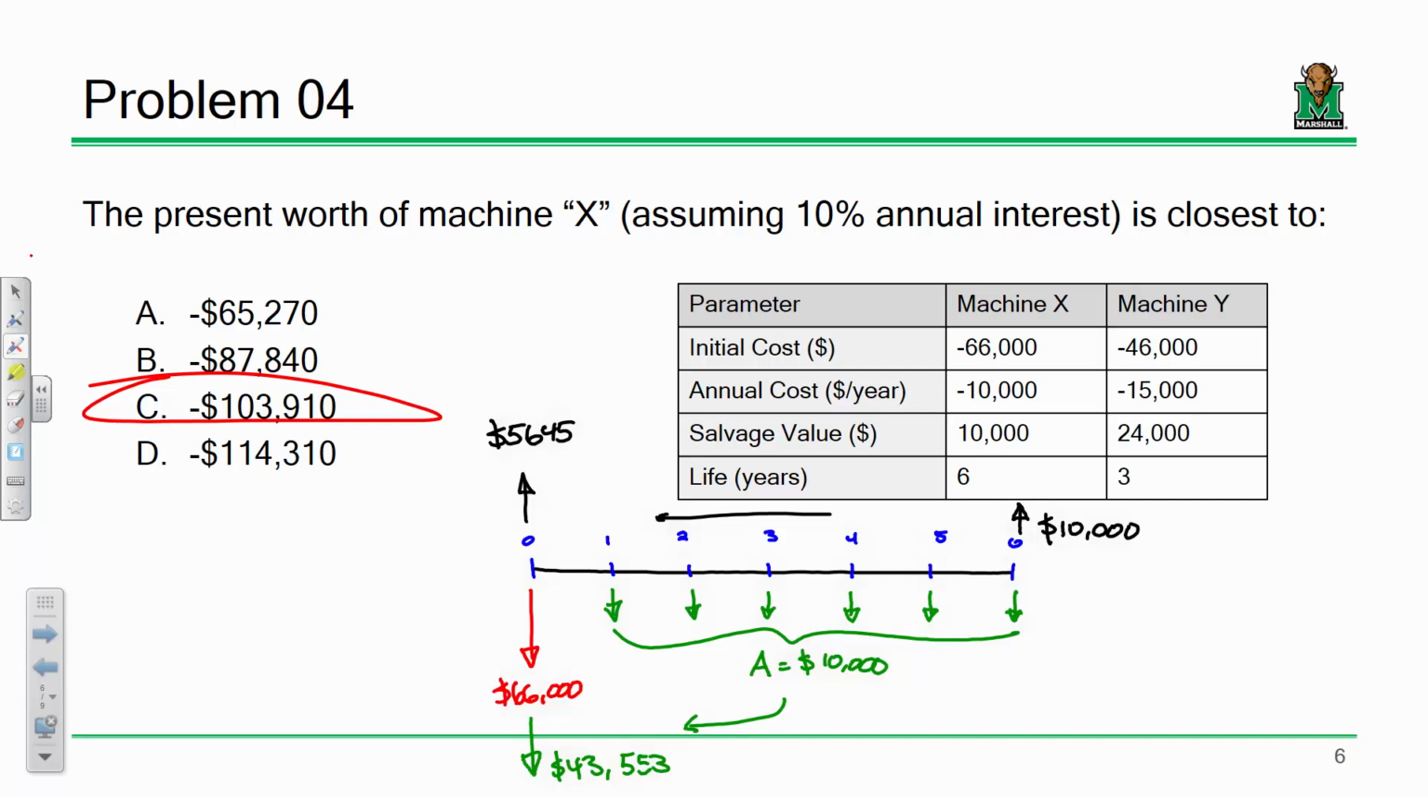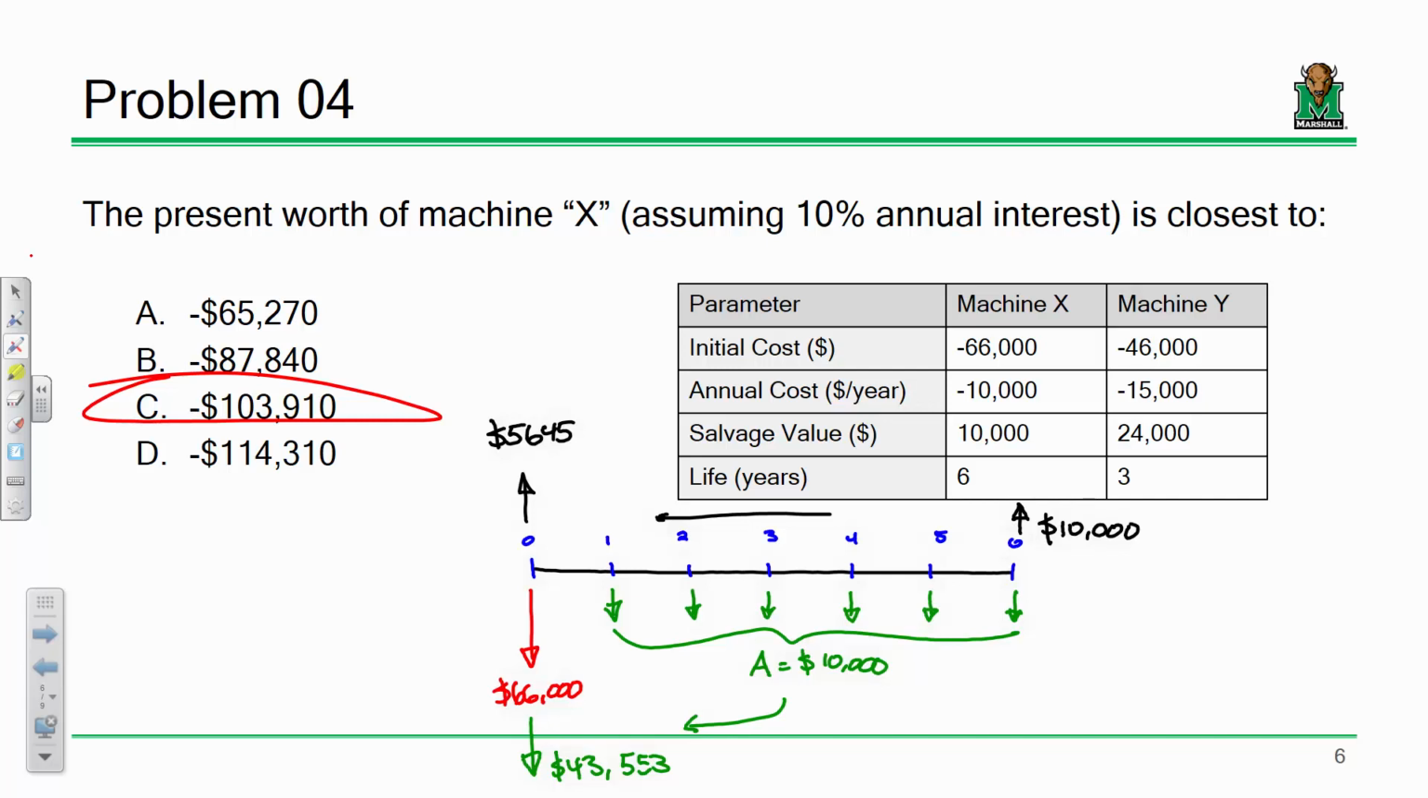Now, the reason why I threw machine Y on there is that one very typical problem on the exam is, which machine should I buy? Machine X or machine Y? Well, calculate the present worth of machine Y. And that'll tell you whether or not that would be appropriate.